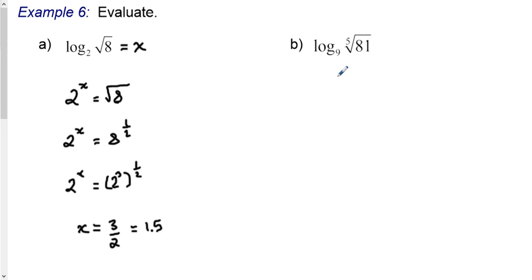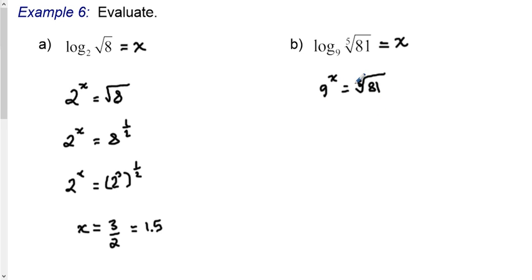In example B, we have log base 9 of the 5th root of 81. So we're going to take the same approach here, set this equal to x, and I'm going to say that 9 to the x equals the 5th root of 81. So I know that 81 is a power of 9.